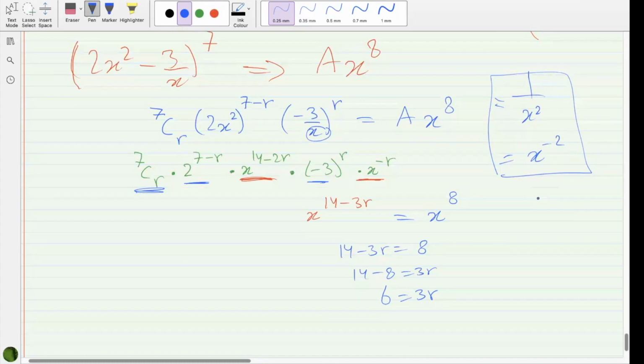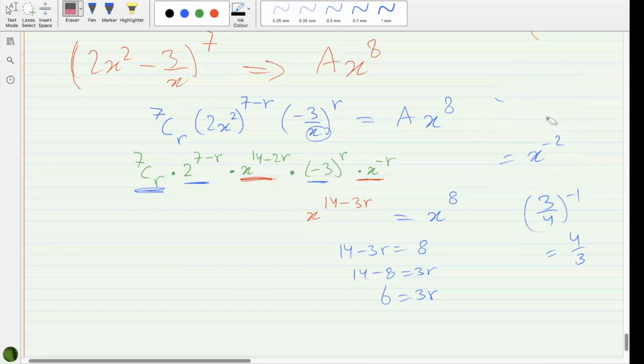Or if you have 3 by 4 power minus 1, you can write it 4 by 3. And the power changes by taking the reciprocal. Clear? Yes, sir. Okay.